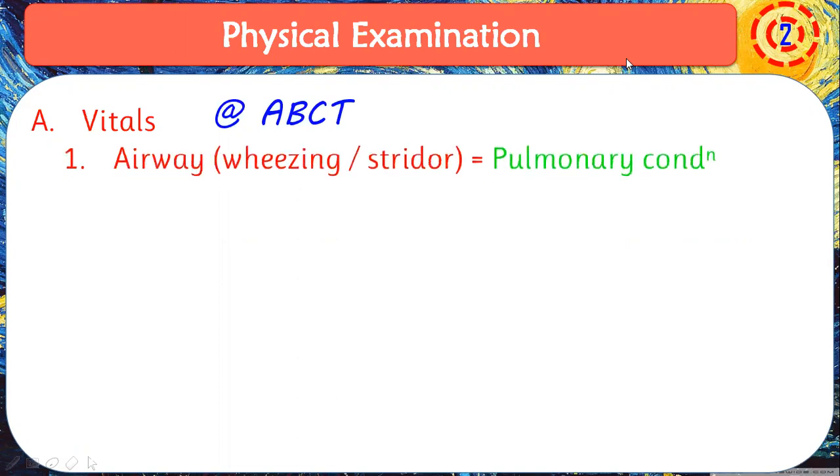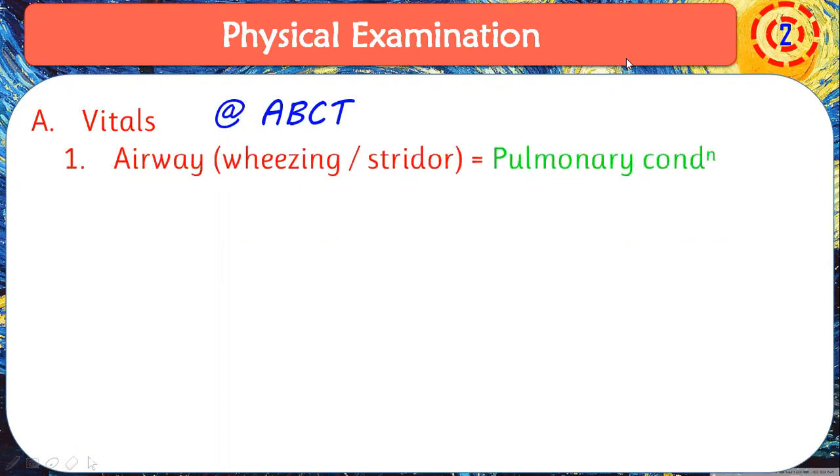In physical examination, the first thing that we examine in a patient with dyspnea is vitals. In vitals, we have a mnemonic, A, B, C, T, which stands for airway, breathing, circulation, and temperature. Though in other emergency cases we consider vitals as A, B, C, D, E, here, specifically in physical examination, we are considering only airway, breathing, circulation, and temperature. So let's start with airway.